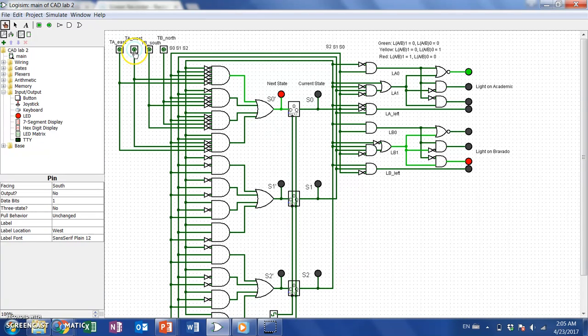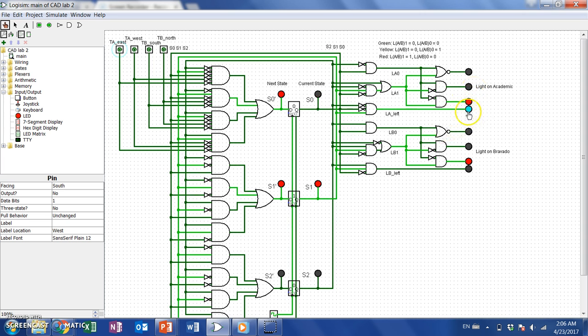And if there are any, then either this will sense moving cars, or this will sense moving cars, or both will sense moving cars. And if we let the simulation run, it'll stay in this state as long as there's cars moving on either side. And if there are no more cars, then the light on Academic will turn yellow and then red.